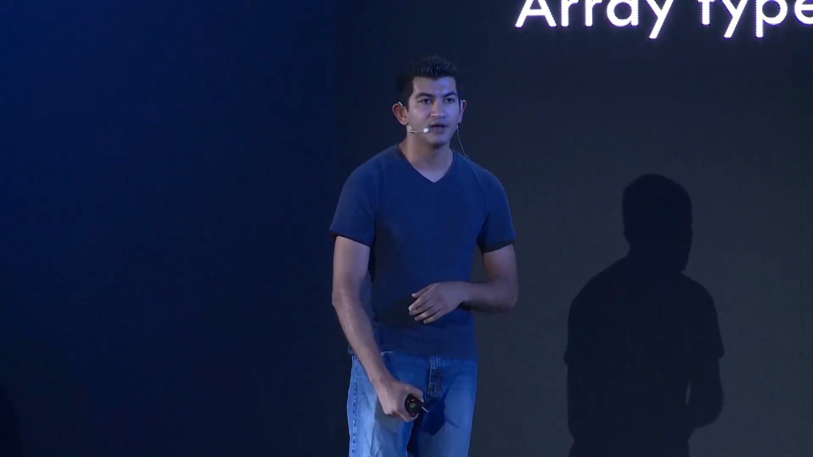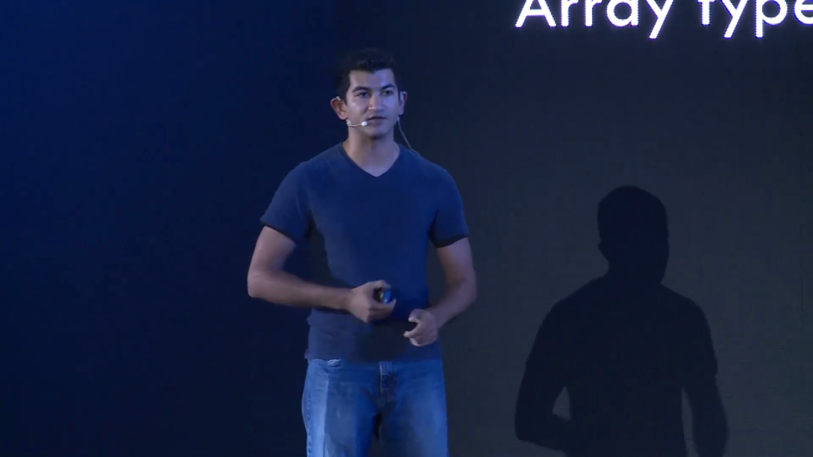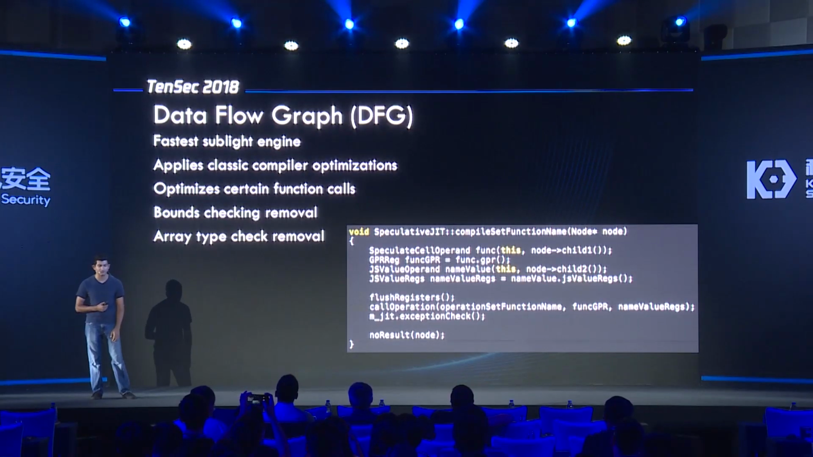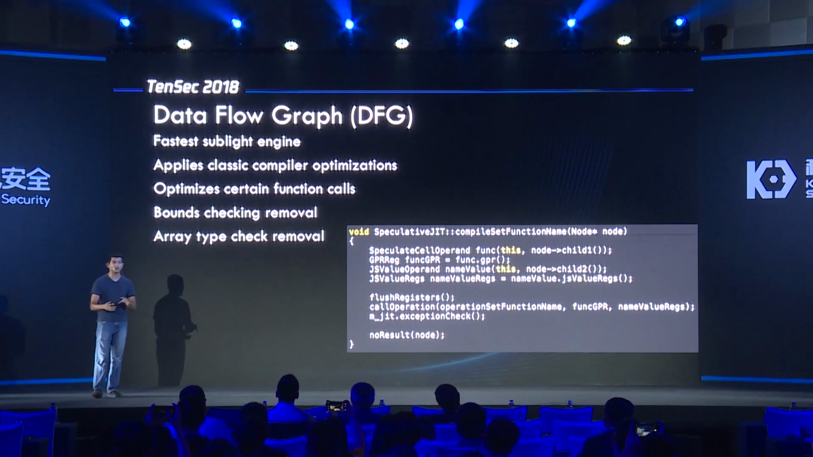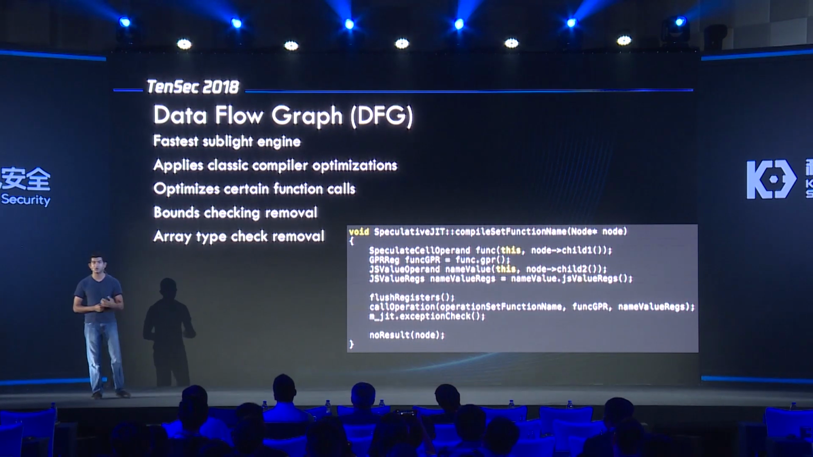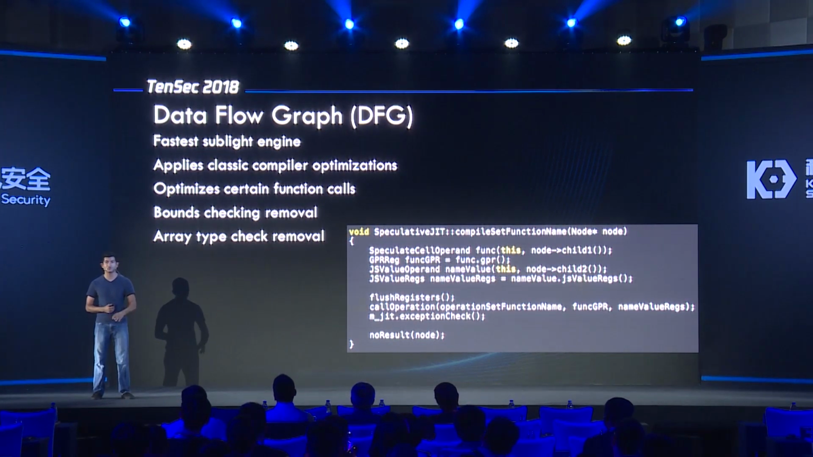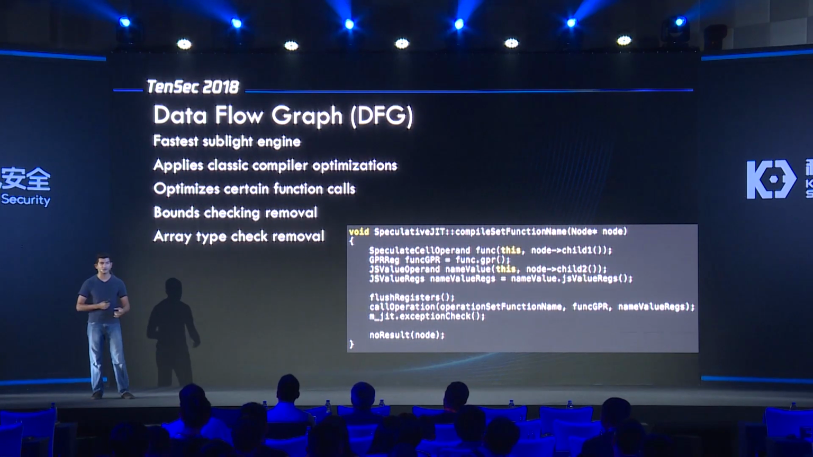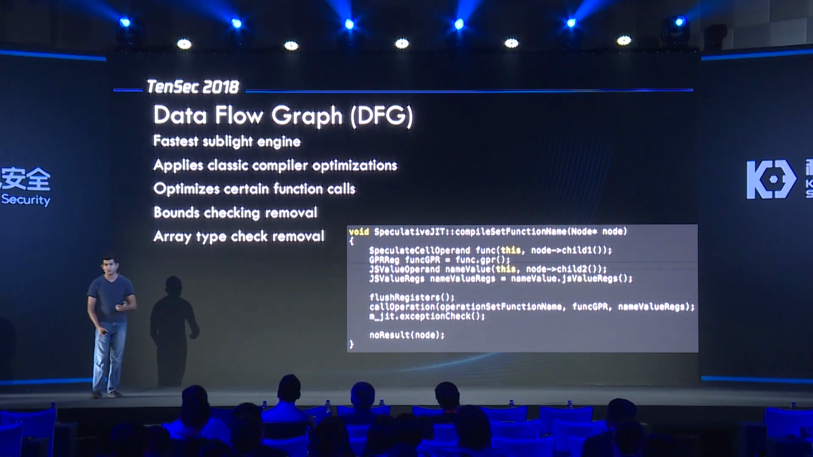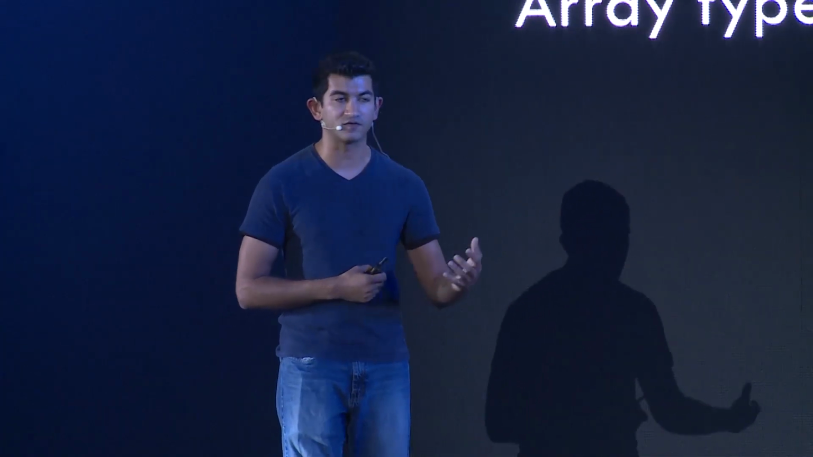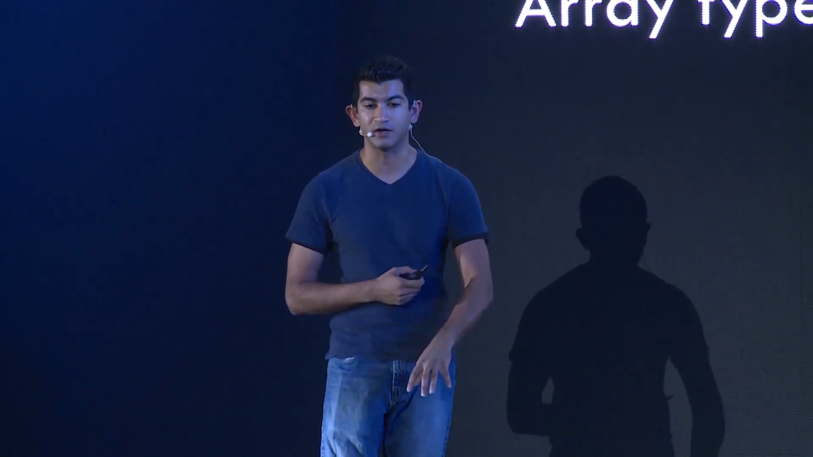Cool. Now we have the data flow graph. This is the fastest sublight engine. It's really the only sublight engine, and it applies classic compiler optimizations, loop invariant code motion, and so on. But this is where you actually have real optimizations. As part of that, some function calls will get completely optimized out and replaced with intrinsic versions. The name for functions of this nature are all called intrinsics. That snippet of JavaScript I showed a few slides ago with math.clz32, that was the result of an intrinsic that was not properly modeled.